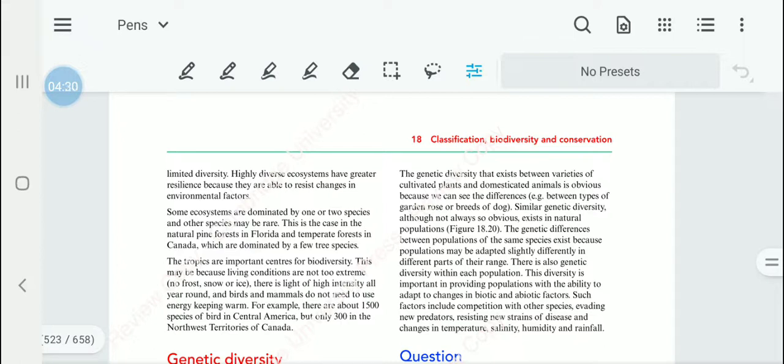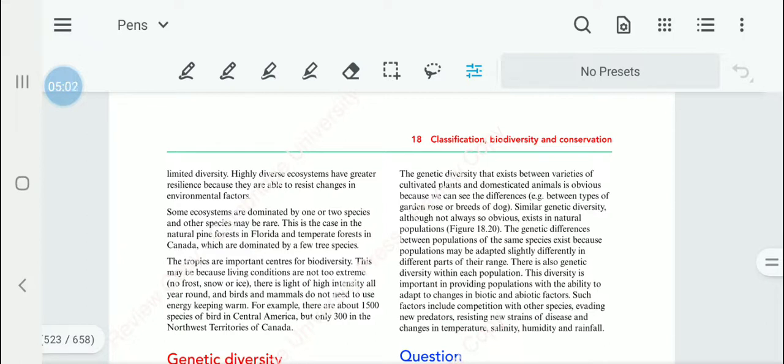The tropics, that is where we live, are important centers for biodiversity, because the living conditions are not too extreme. It is not too cold and it is not too hot. There is also a high intensity of light and temperature throughout the year. So these are the optimal conditions for life to exist.